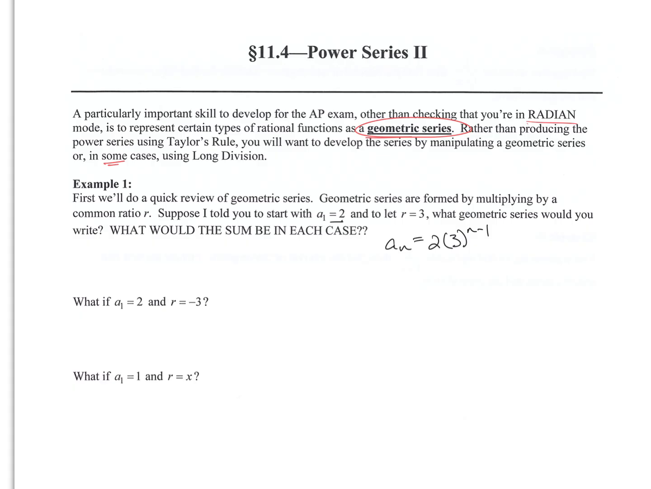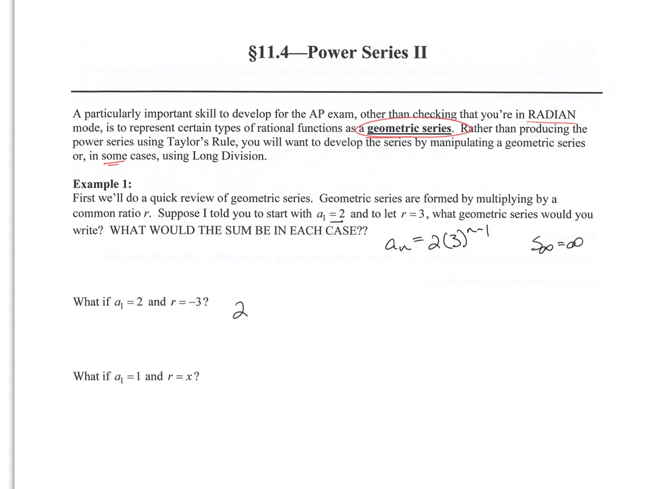However, can we find that sum? Can we actually find the sum of that? No. The sum would actually be infinity, because my r would be greater than 1, and so that sum actually diverges. All right, so let's look at part 2 now. If I were to have this ratio of -3, I'd end up having my first term of 2.